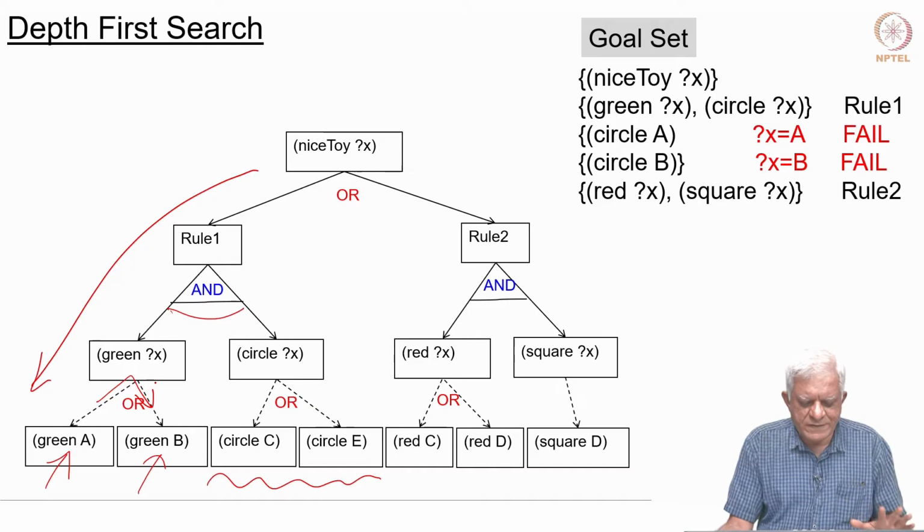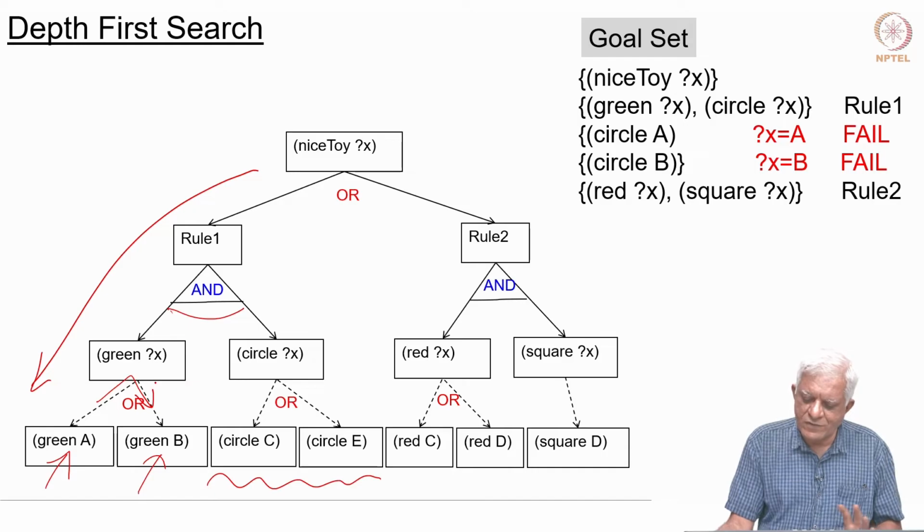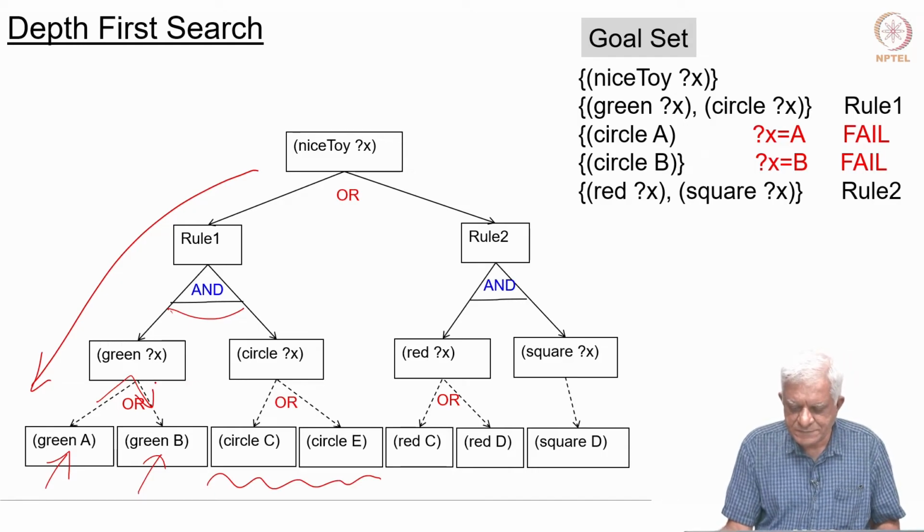So, all that fails and we say that okay, we can't find a toy which is green and which is a circle. So, let us try the second rule. The second rule says that look for something that is red and which is a square essentially. So, the same kind of process happens.